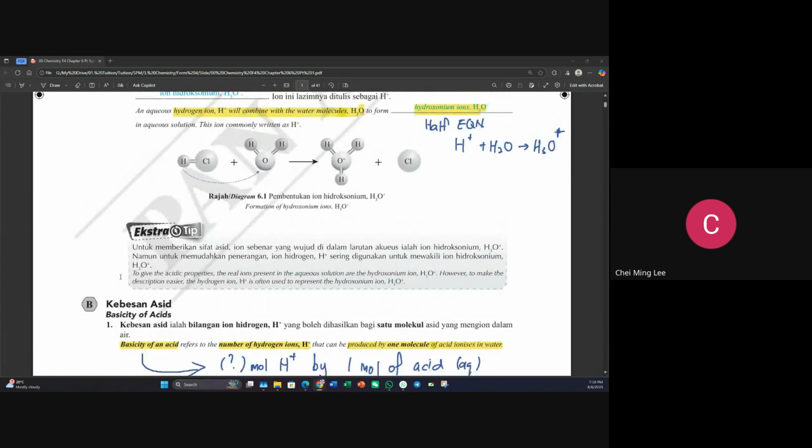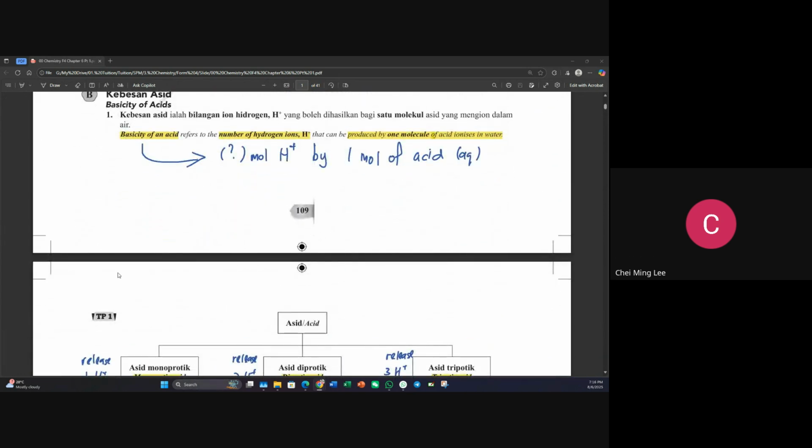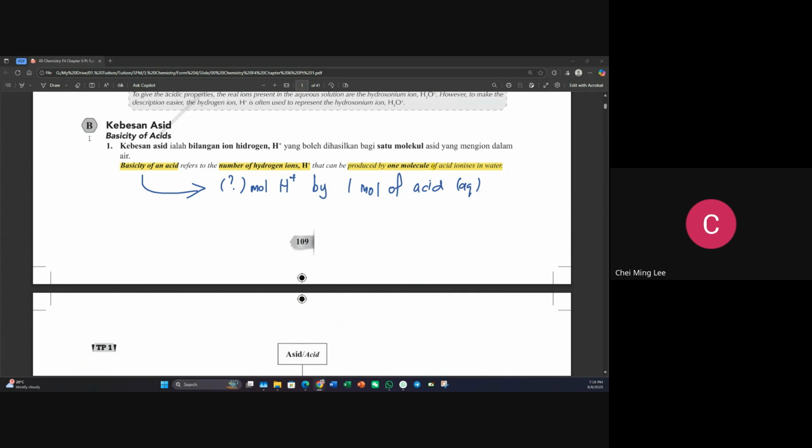So then let's look at the basicity of acid. Basicity of acid refers to the number of hydrogen ions that can be produced by 1 mole of acid ionized in water. So it means how many moles of hydrogen ion by 1 mole of acid in aqueous solution.